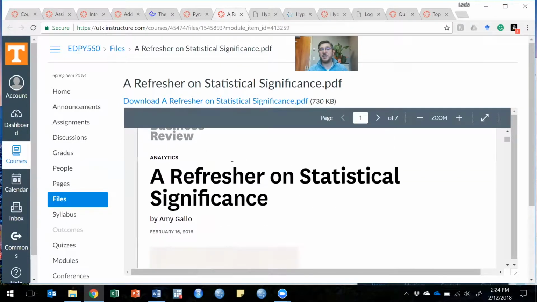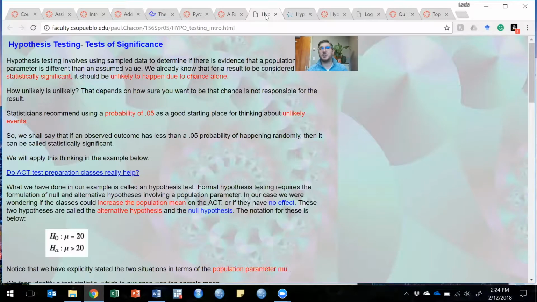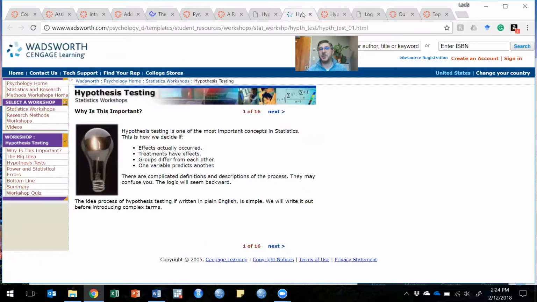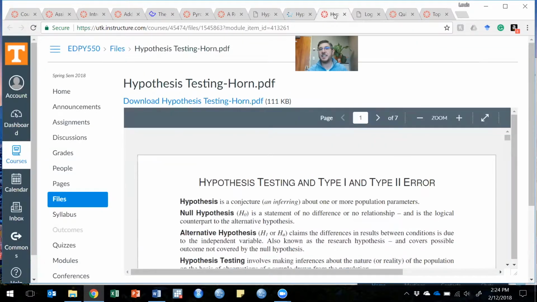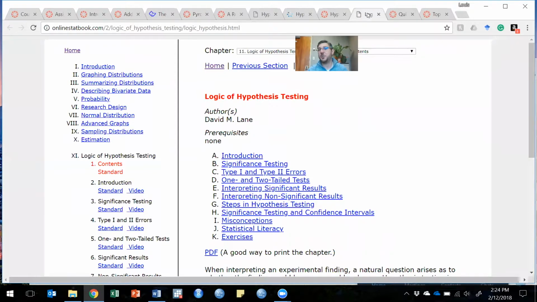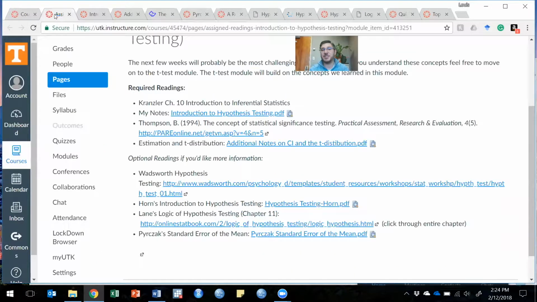This was just a recent one, from February 2016, from the Harvard Business Review. It was a refresher on statistical significance. There are also a couple of websites here that talk about hypothesis testing, and then just a few more links. So I think I provided you with a lot of resources on hypothesis testing. Like I said, a lot of the information is repetitive, but I wanted to make sure that you have plenty of support for this module, because some of these concepts can be difficult to grasp on the first read-through.